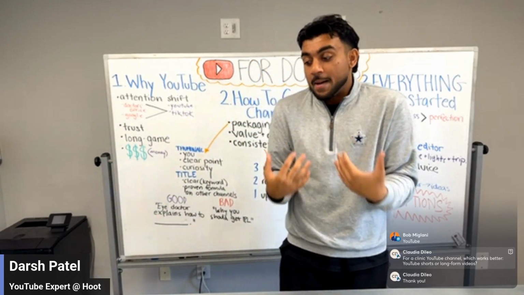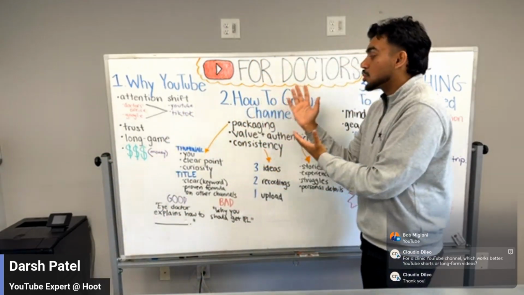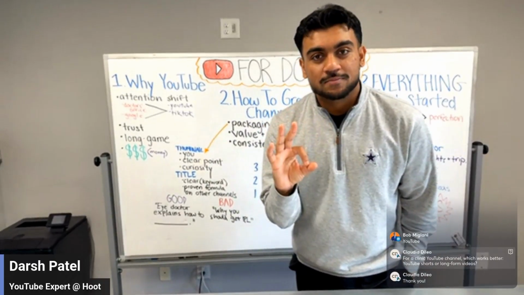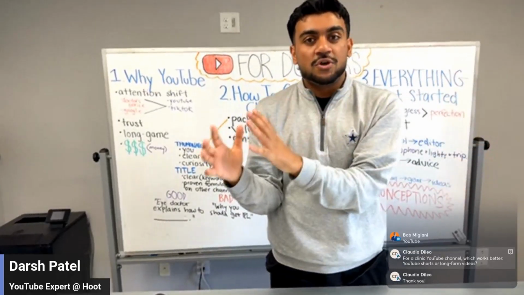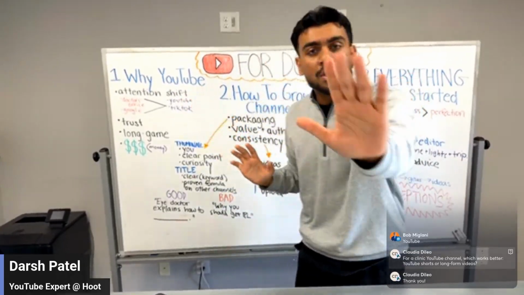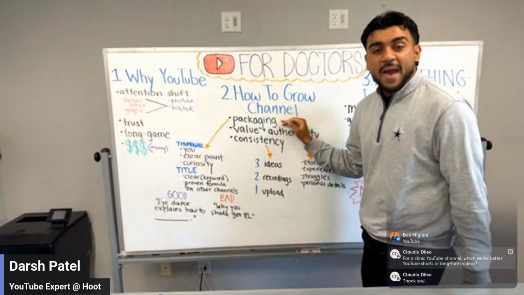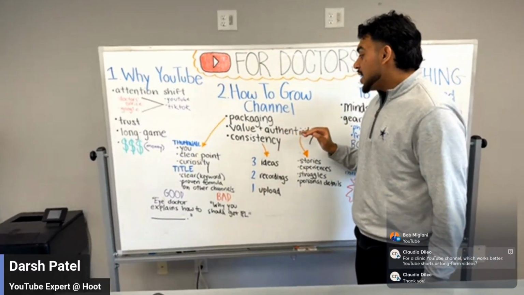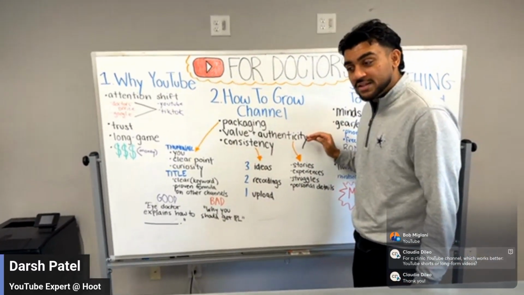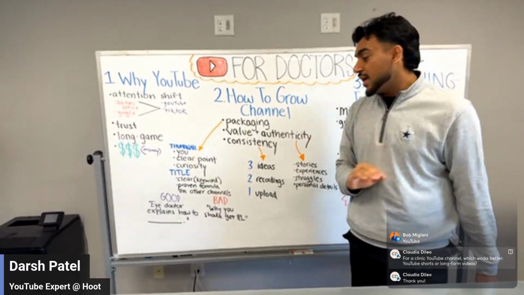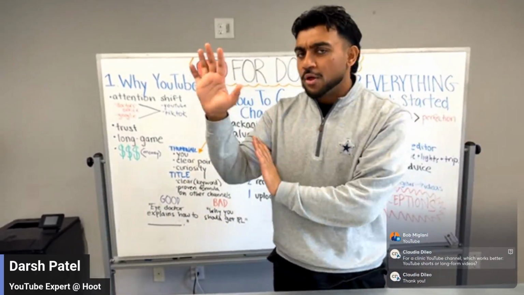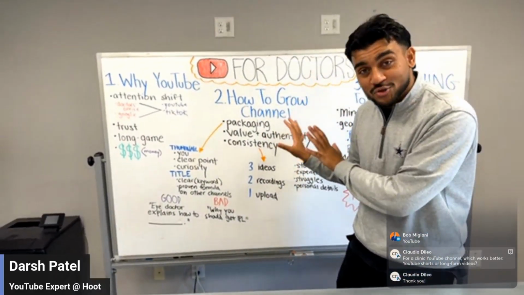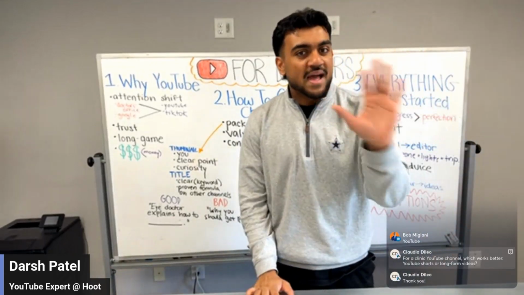So I'm going to show you how to grow your YouTube channel. There are only three pillars, three key pieces, three foundations you have to do. That's it. Three things. What are those three things? One is packaging. Two is giving value and authenticity. And the third thing is being consistent. That's it. I'm going to talk about those three things here in a second. But that's all you have to do.